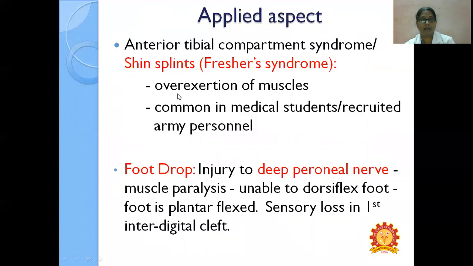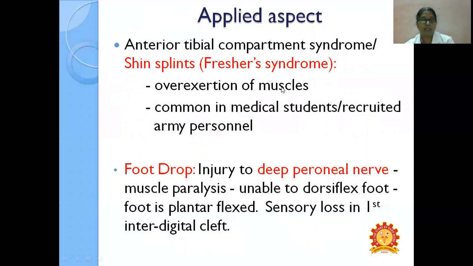So what happens here? This syndrome occurs because of the overexertion of the muscles, and it is common in medical students and persons who are recruited into the army, the freshly recruited army personnel. So these are the two groups of people who get this syndrome, Fresher's syndrome, because of the sudden overexertion of the muscles. So there will be pain.